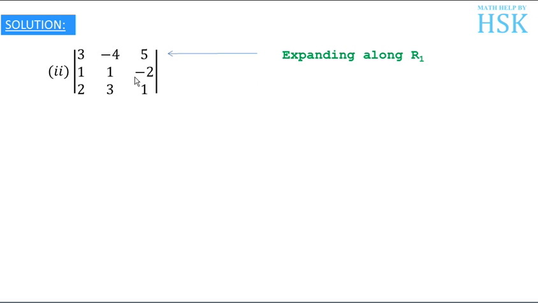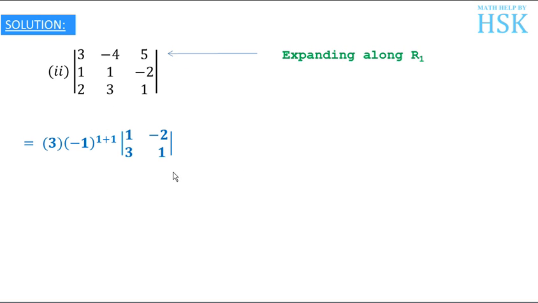So expanding along the first row, that is R1, this is the first row. So first term would be the first element of the first row 3 into minus 1 to the power of 1 plus 1, because this element is located in first row and first column, into the determinant obtained by removing the first row and the first column, that is 1, minus 2, 3 and 1.